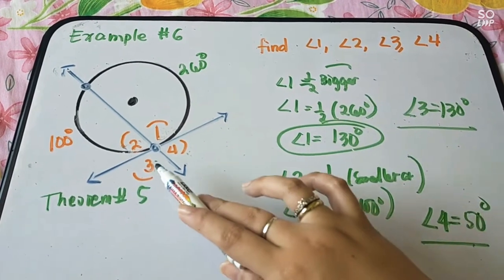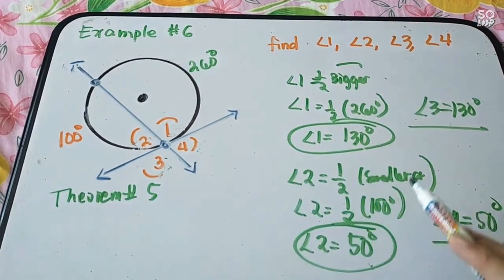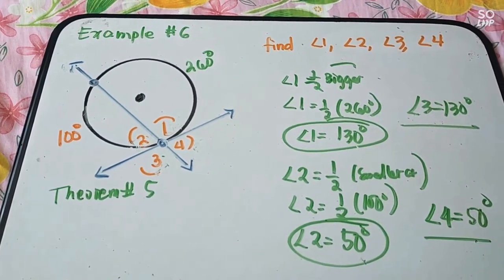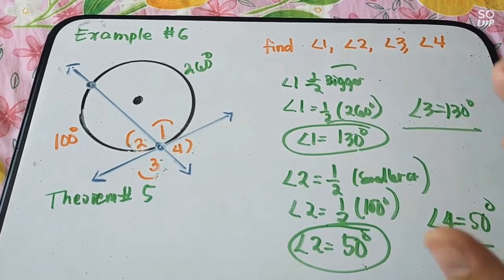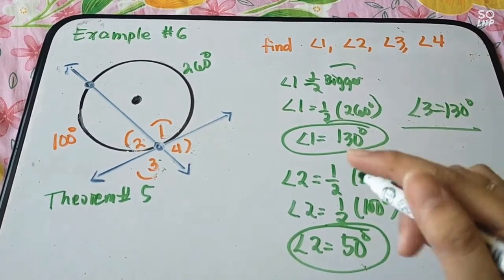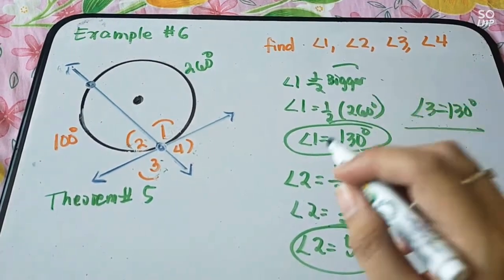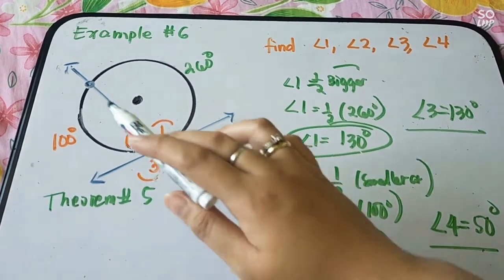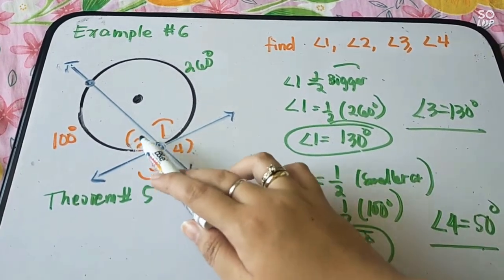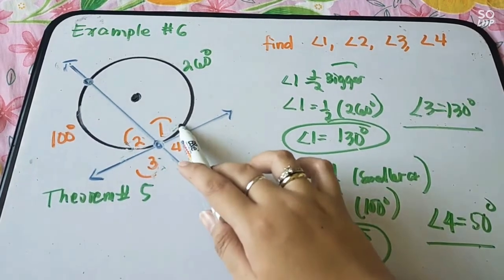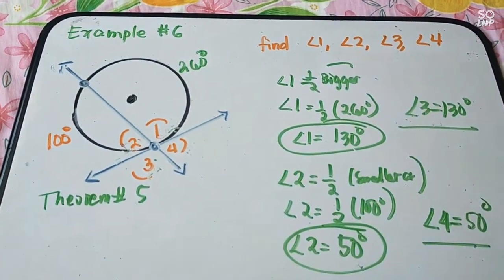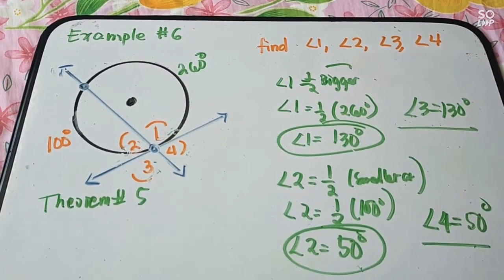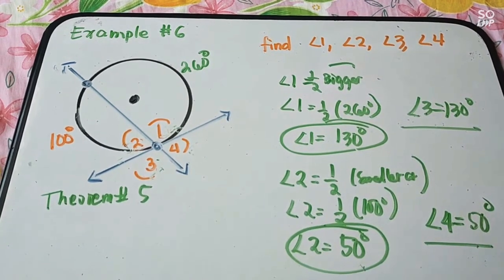So, clear? Si 3 and 4, when you add these, angle 3 and angle 4, 130 plus 50, 180 degrees. Okay? So, kailangan alam mo 'yung paikot-ikot ni circle. Ang isang buong circle ay 360. Pag nakakita ka ng straight line, that should be a supplementary. Okay? When you add it, the two angles should be 180 degrees. Is it clear? So, that's all with theorems on angle formed by tangents and secant.